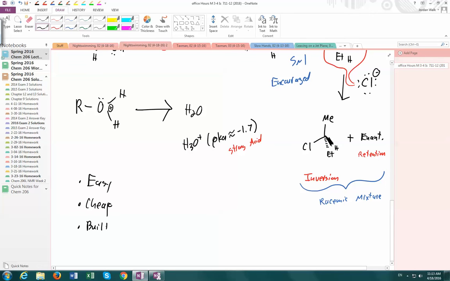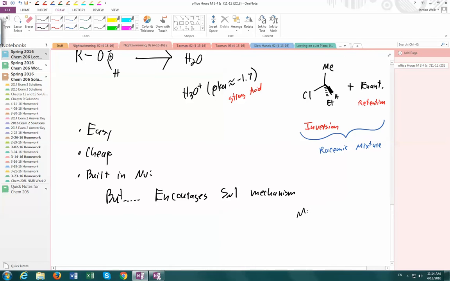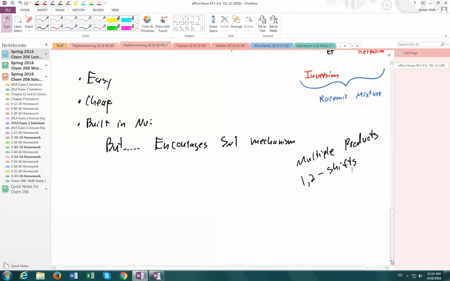We have a built-in nucleophile. Right, so our acid, which was HCl, we had a nucleophile right in there that would later go on and do this final step up here. But the big downside is that protonating encourages an SN1 mechanism. And so in this case, we can end up with multiple products. And we can also see 1,2 shifts. And so ultimately, it's not often that ideal to use the protonation strategy to form a good leaving group. Okay, so fortunately, we have better ways to do it.